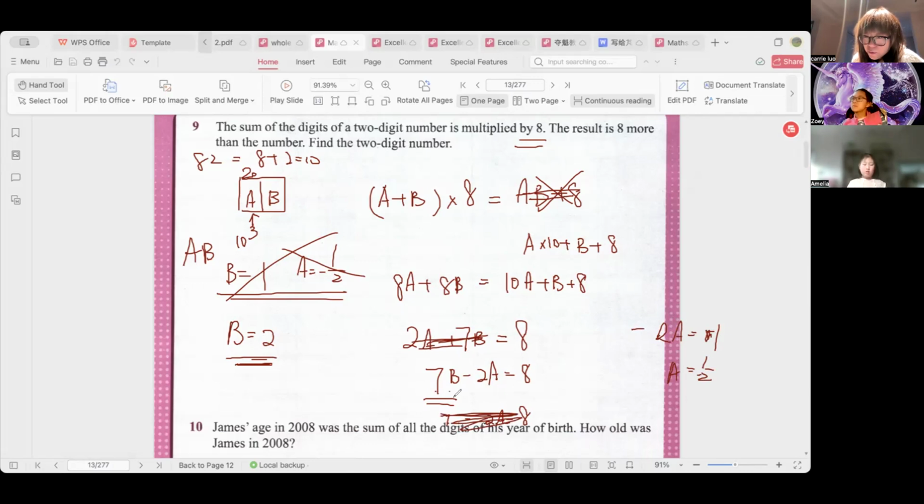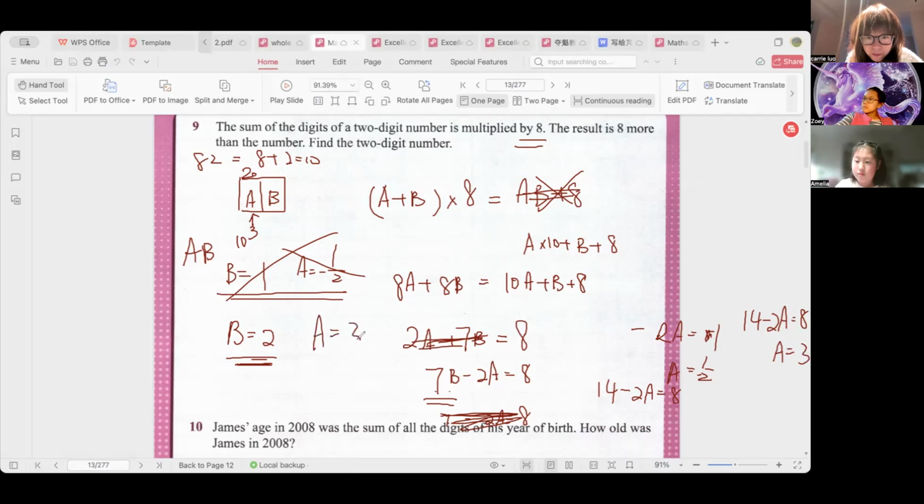So B equals 2. So 7B equals what? 14. Yes, 14. So 14 minus 2A equals 8. So A equals what? 3. Amelia, I'm asking you. 14 minus 2A equals 8. How do we do it? 14 minus 8 equals 6. 6 divided by 2 equals 3. Very good. So A equals 3.